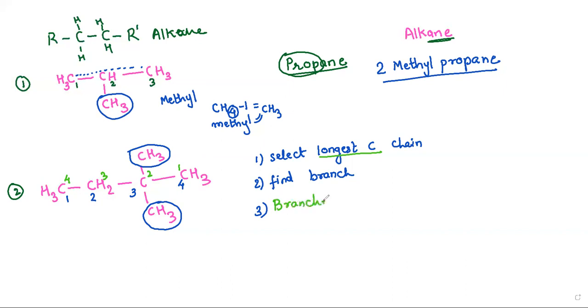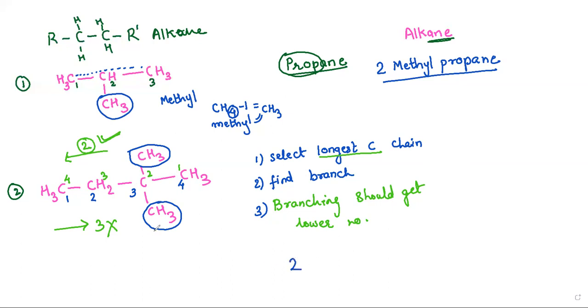Now what you have to see is that the branching should get the lower number. This is the important point. Branching should get the lower number. So suppose I go this way, my branching gets the number 3. But when I go from this side, the branching gets the number 2. So for me, 2 is correct and 3 is wrong. So now my name will go like this: the position will be 2.